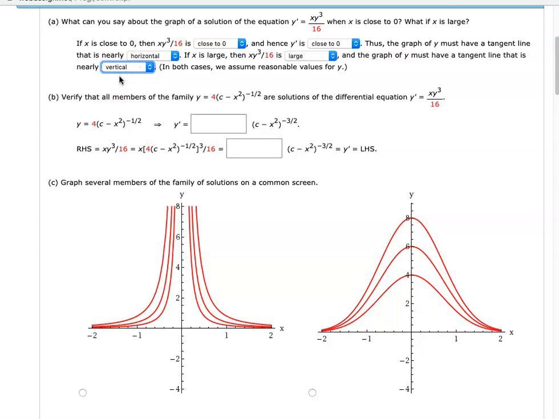Now, here's where we get into some of the math. So I'm going to show you how this works. Verify that all members of the family y equals 4 times (c minus x squared) to the negative 1/2 are solutions to this differential equation. They don't want you to separate and solve this. What they want you to do instead is plug this into here and see if it's true. So we have to plug y in for y, and we have to find y prime and plug that in for y prime and see if what we get is true.